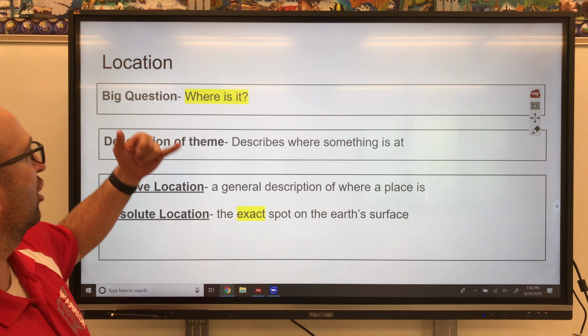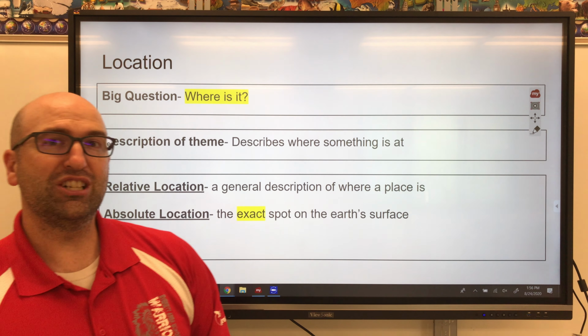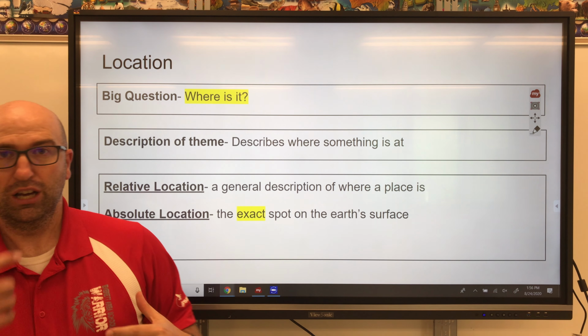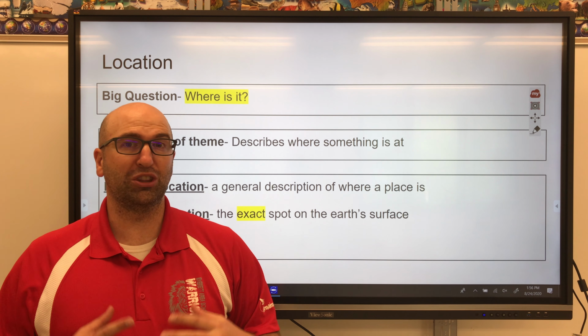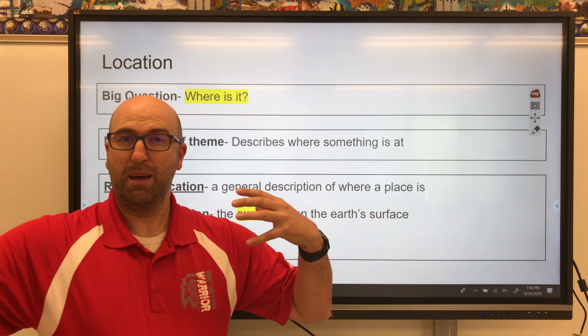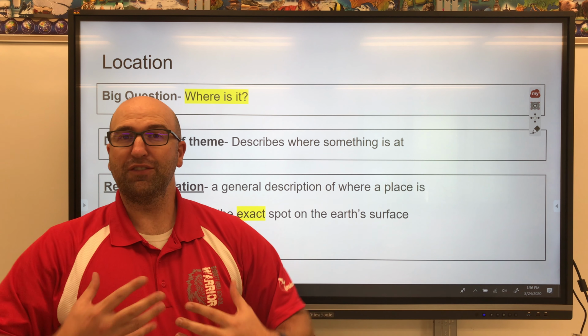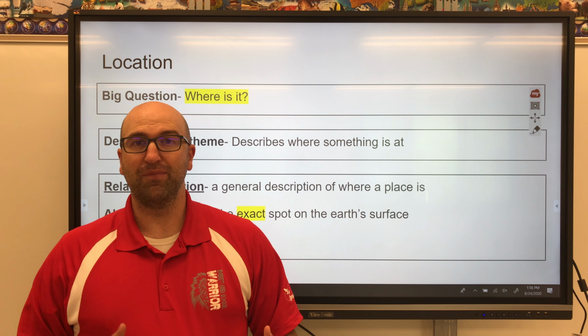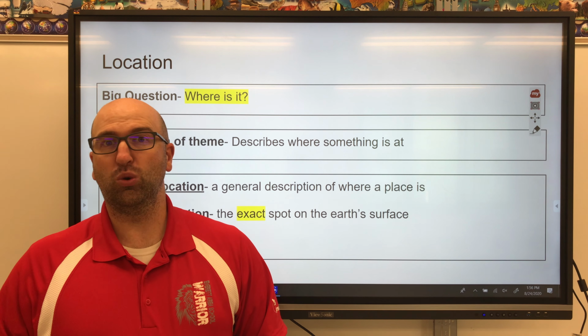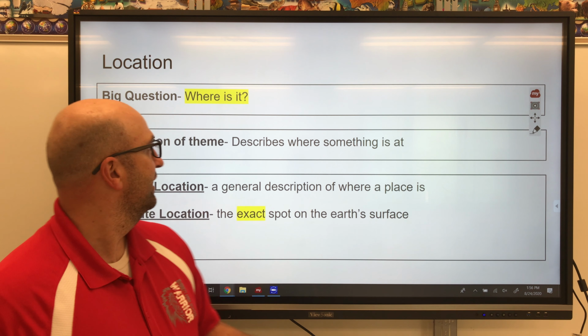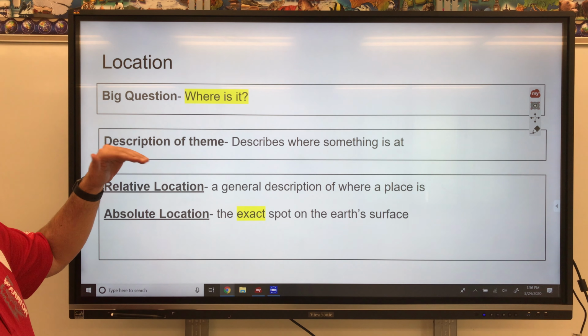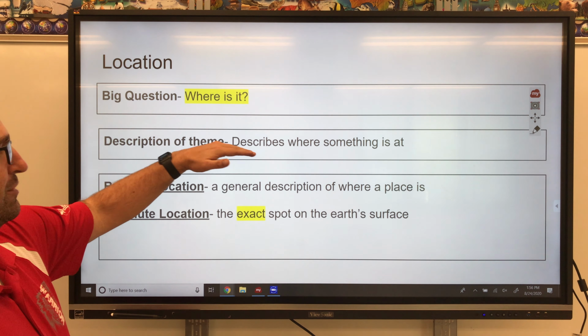So the first one we're going to start with is location. For each of these themes, we have a big question. That question shows what the overall theme means so that we can have a better understanding of what we're looking at. So for location, our big question is, where is it? So we're going to be looking at where something is at.